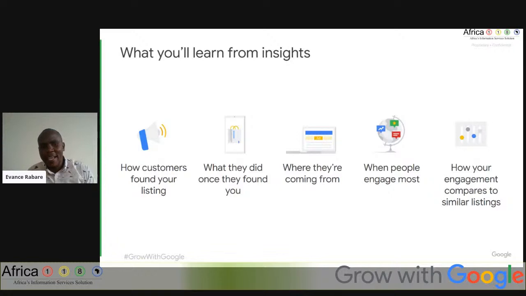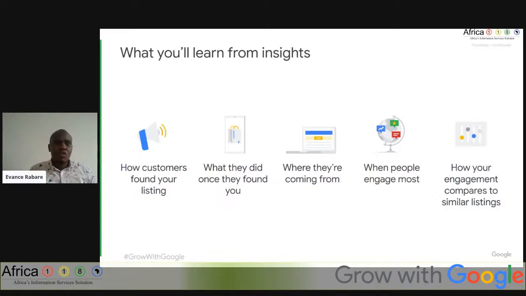Also, when do people engage most with your content? Time of the day matters, maybe in the morning, at lunchtime, and in the evening. These are the times when people usually engage with a lot of posts. So you need to know whether it is in the evening, in the morning or at lunchtime that people usually engage with posts. This will also help you in scheduling your posts. For instance, if you know that people engage with the content most in the evening, then why would you post it in the morning if that is where you're going to find most engagement?